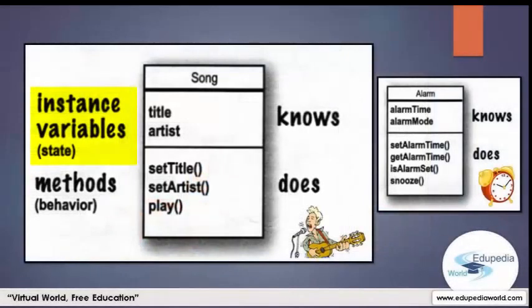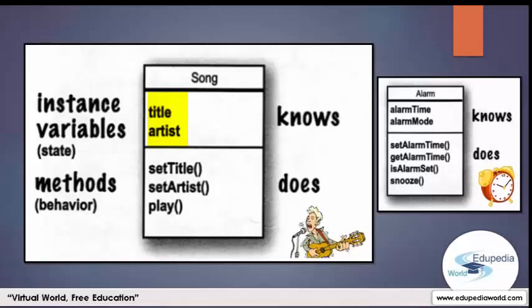Things an object knows about itself are called instance variables. They represent an object's state, which means the data, and can have unique values for each object of that type. Think of instance as another way of saying object. So what an object knows about itself are called instance variables.